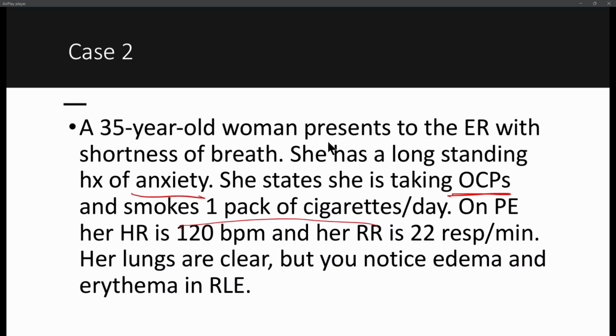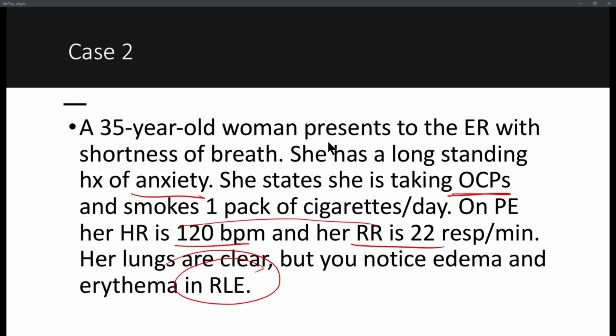Okay? Physical exam, heart rate is 120. Is that fast, slow, normal? Fast, so she's tachycardic. Respirations increased, she's tachypneic, so she's breathing fast. Her heart rate is fast. Lungs are clear, but you notice edema and erythema in the right lower extremity.